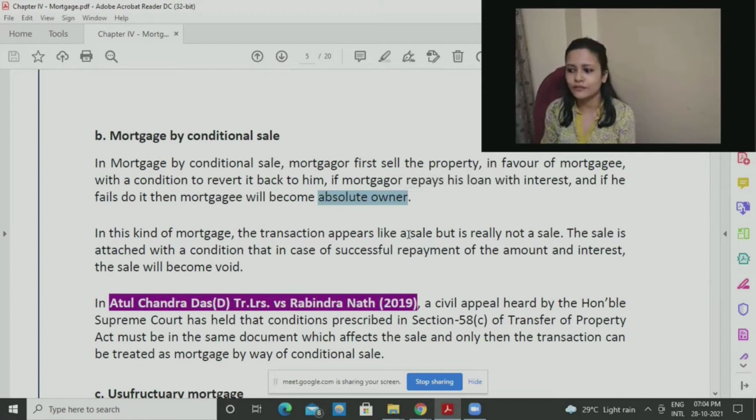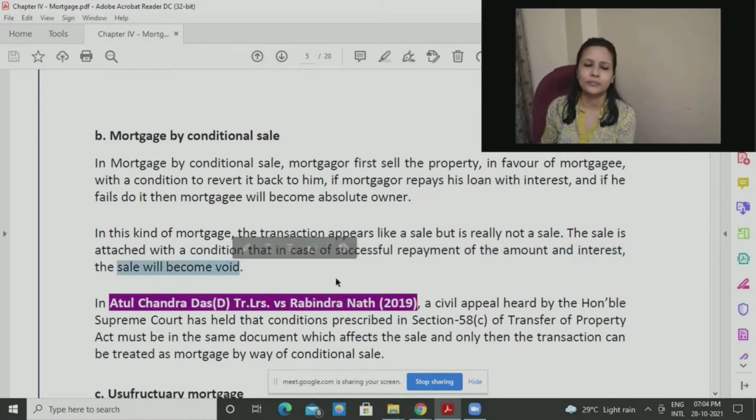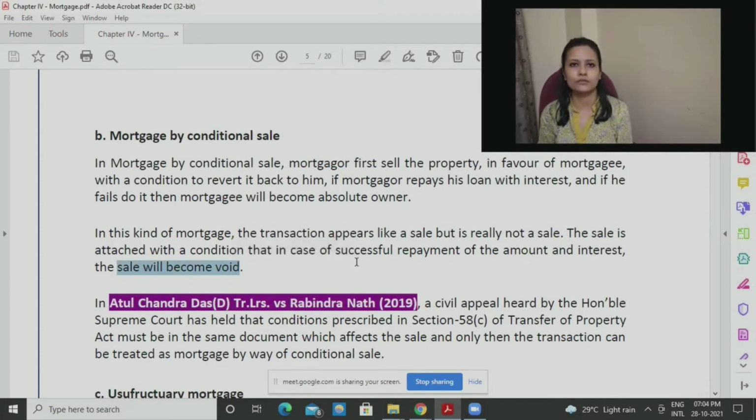So even though it appears like a sale, it's not a sale as such, because the transaction will be complete only when this person is not able to repay the amount. But in case he is able to repay, this transaction will become void because the condition was not satisfied. In contract also we get this provision that some conditions might be imposed.